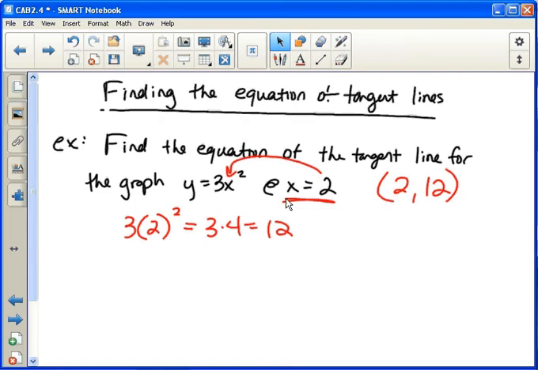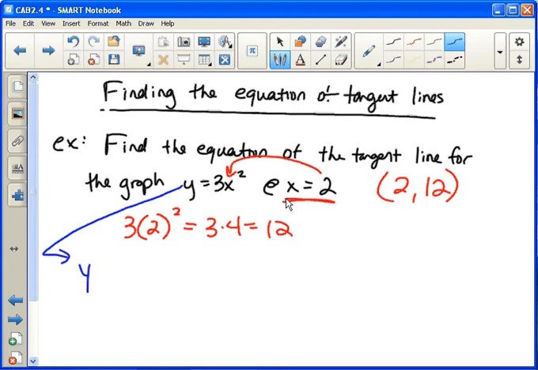So again, to find the equation of a line, I need a point and I need a slope. I now have my point, so I need to find the slope. To find slope in calculus, you have to take the derivative. Here our equation is y equals 3x squared. Its derivative would be 6x. Now if I want to know the slope at x equals 2, I need to plug in 2 for x. So it turns out my slope is also 12.